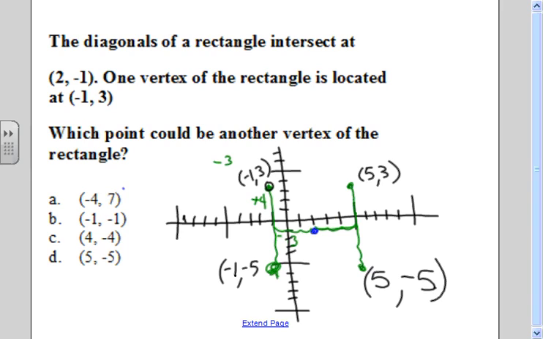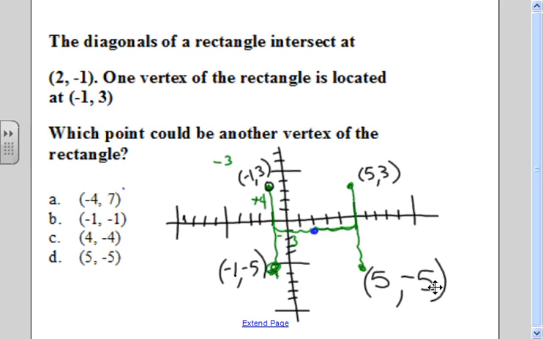Now, since it's a hand-drawn graph, I just double-check. When I'm looking at my coordinates, horizontally, the y values should match. So (-1, 3) and (5, 3), those do. (-1, -5) and (5, -5), those match. When I'm looking at them vertically, the x's should match. So -1, -1, and 5, 5. So I know that I did them right, even though it's kind of not a really good graph.